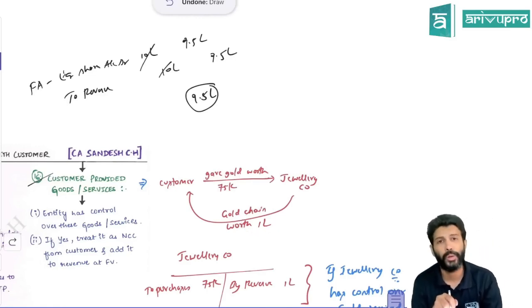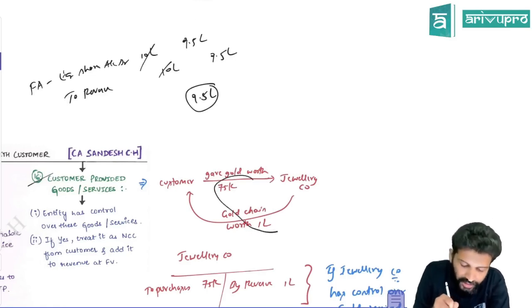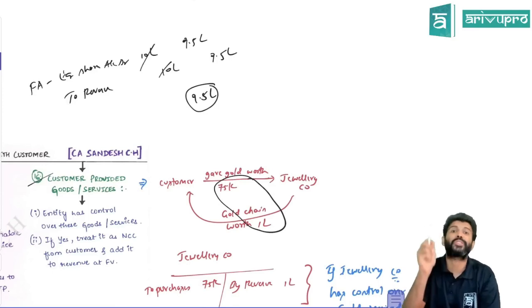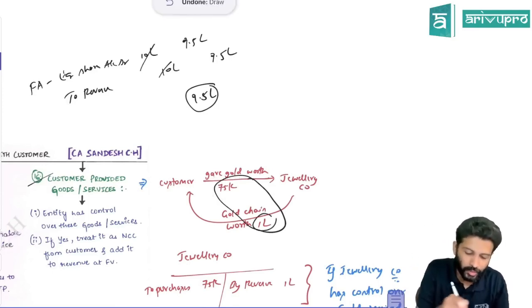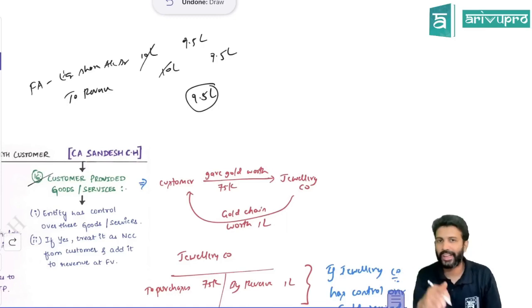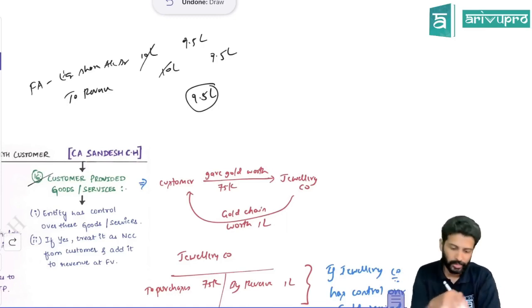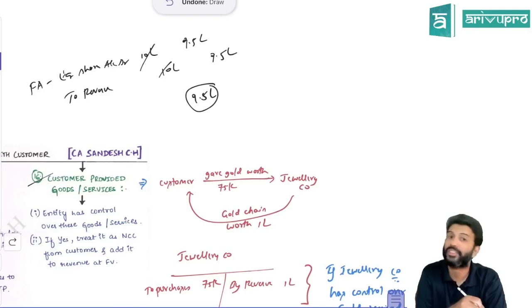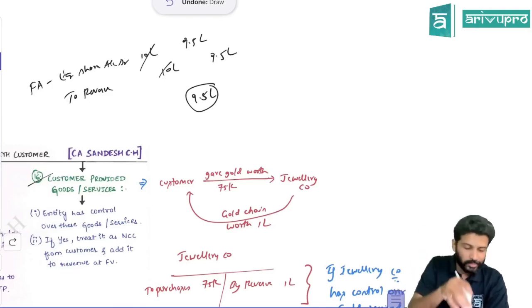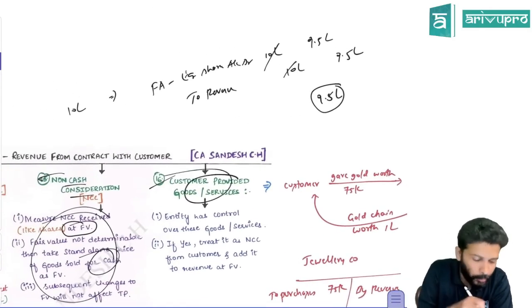So in this case, what to do? Should the jewelry company recognize the revenue only for the making charges, which is 25,000? Because their revenue is what, sir? They received gold worth 75,000, and the worth of the gold chain is 1 lakh. So should they recognize the revenue only for 25,000, the difference of these two, or should they recognize the revenue for 1 lakh, is the question. Okay, so this is a provision which deals with customer-provided goods or services.